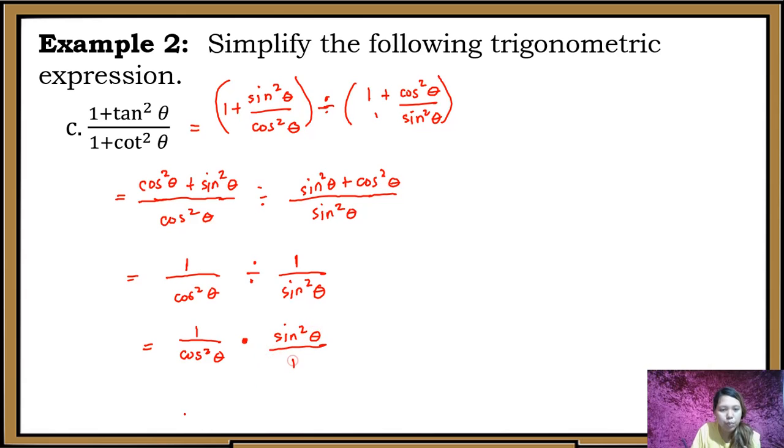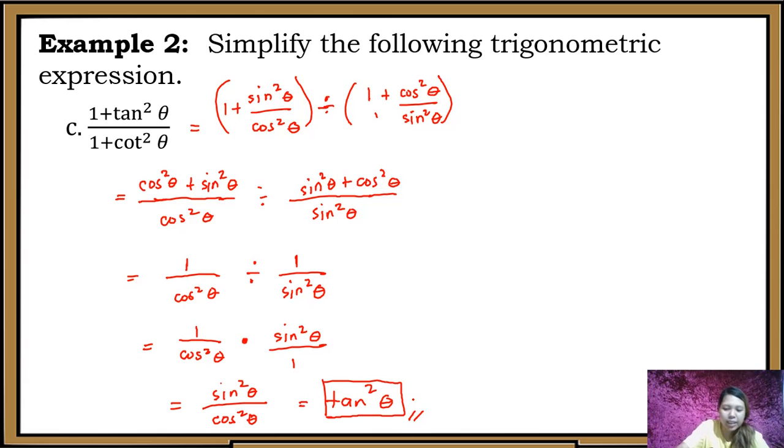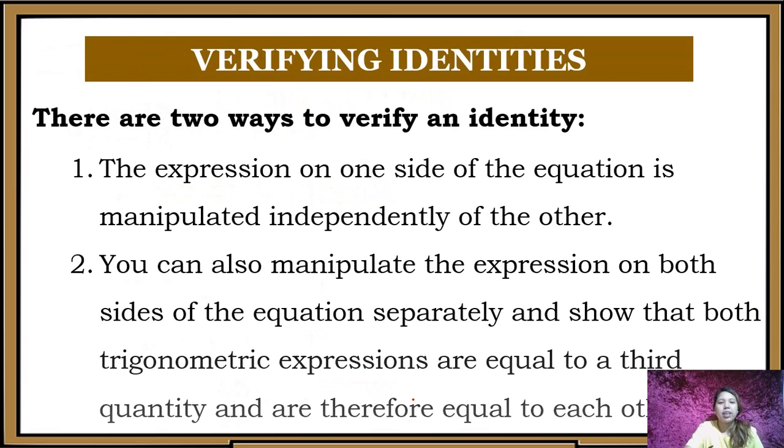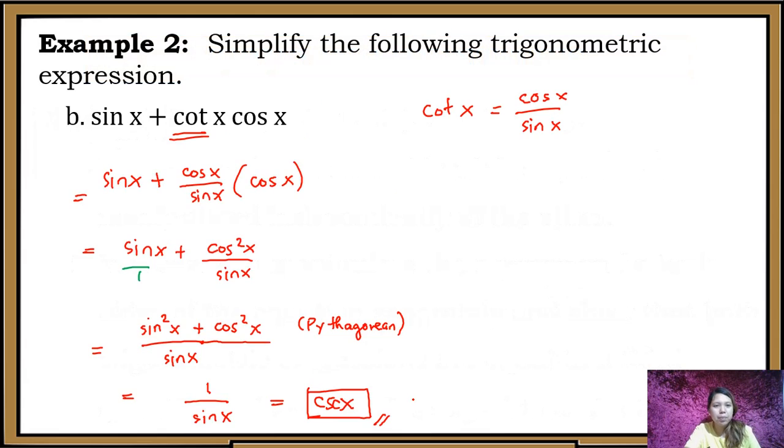So the sine squared theta over 1. 1 times sine squared theta is sine squared theta, and cosine squared theta times 1 is cosine squared theta. And sine squared theta over cosine squared theta is equal to tangent squared theta. So this is now your simplified form. Alright, so we are done with simplifying.